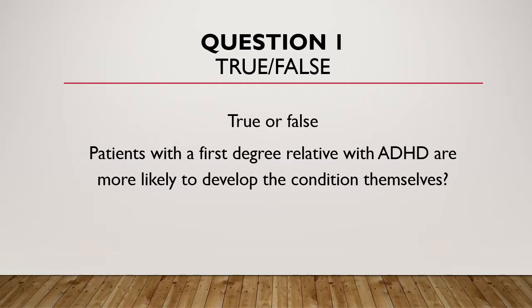All right, question 1, true or false? Patients with a first-degree relative with ADHD are more likely to develop the condition themselves. I'll give you just a minute to think about this. All right, the answer to this question is true. Remember that we discussed children are 2 to 8 times more likely to develop ADHD if they have a first-degree relative with the condition. So it's important to ask if parents or siblings have been diagnosed with ADHD.